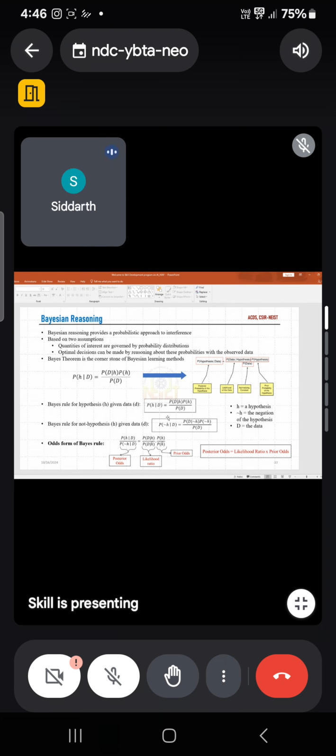Sir, what is the meaning of capital D and small h? Small h is the hypothesis, and D is data. You can write it with a capital also, no issue. We'll see this first formula with an example. Let me share again.